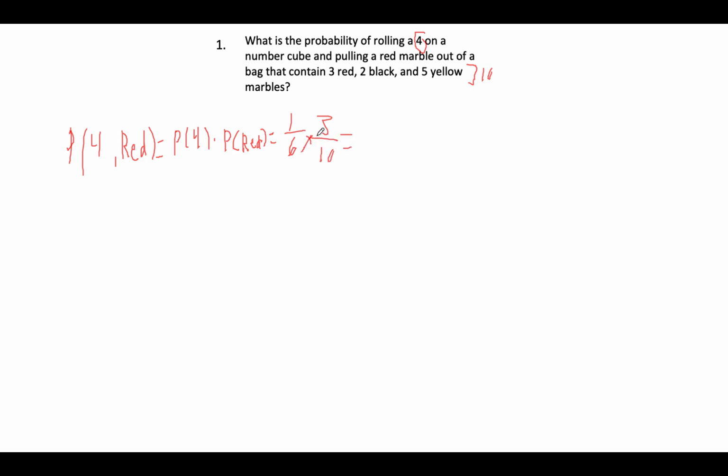Remember, when you multiply two fractions, multiply the numerators together. That's going to be 3, over the denominators multiplied together. That's going to be 60. And we can simplify that to be 1 over 20. And it's fine to leave it in this form. 1 over 20 is going to be A-OK. So the probability of rolling a 4 on a number cube then pulling out a red marble is going to be 1 out of 20.